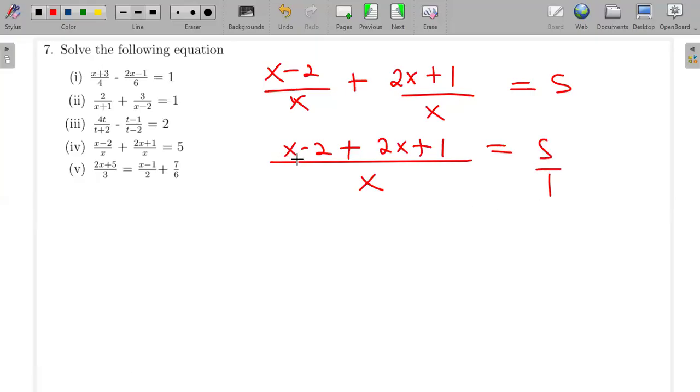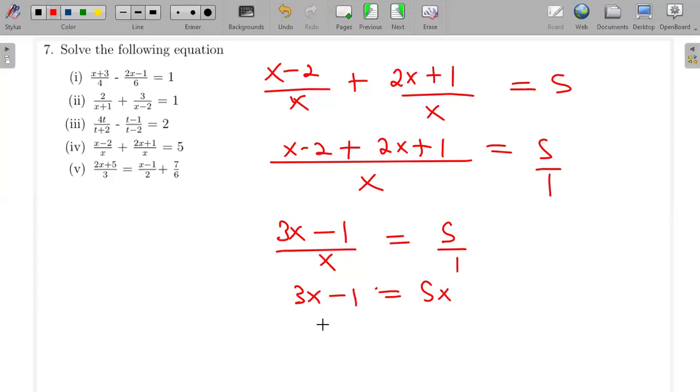So this is x + 2x, so that would be 3x. Okay, and then −2 + 1, that would be −1, over x is equal to 5 over 1. So cross multiply, I have 3x − 1 = 5x.